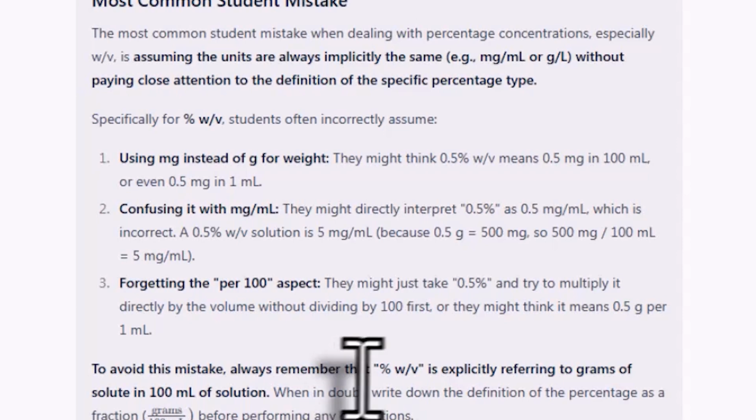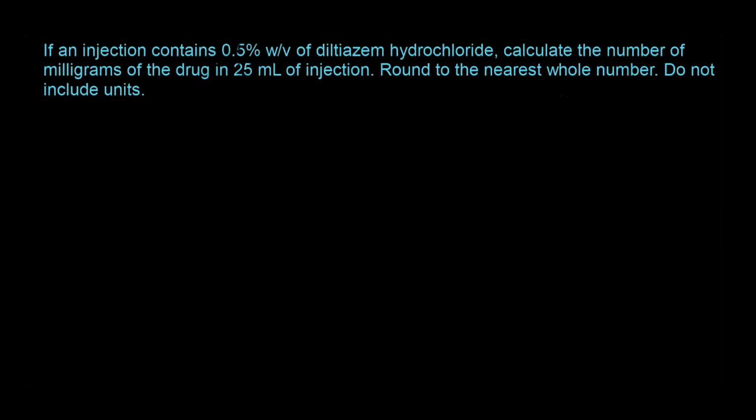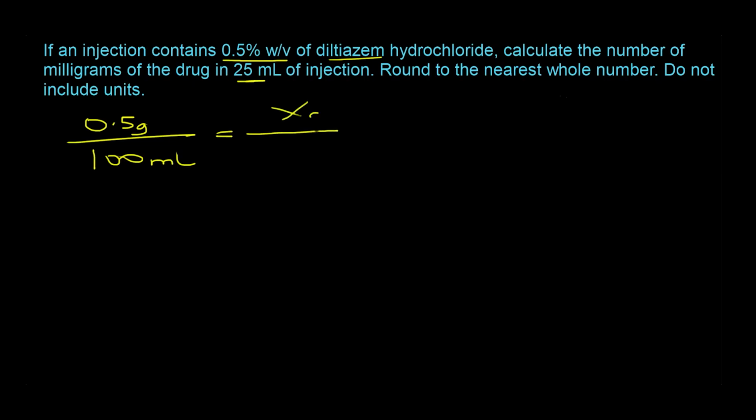And so let's go to the blackboard, and I'm just going to solve the question, and then we can take a look at what the solution is. We start off with the 0.5% weight by volume of the drug, which is diltiazem hydrochloride. And we want to interpret the 0.5% weight by volume correctly. So that'll be 0.5 grams of the drug in 100 milliliters. Now, once this is established, because our volume of interest is 25 milliliters, we're going to set up a proportion. And the goal here is to figure out the quantity in grams that is present in 25 milliliters.